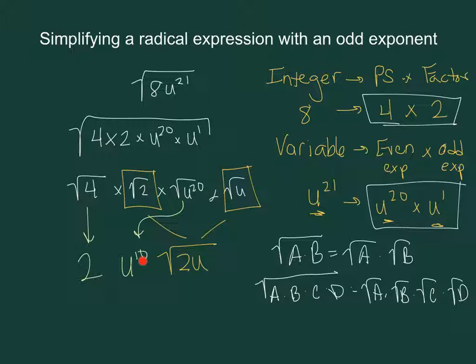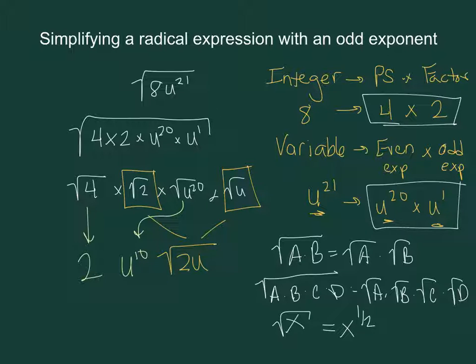So if you had u to the 30th, this would be u to the 15th. If you had u to the 40th, you would have u to the 20th. So it really doesn't matter as long as this is an even exponent, because when you take the square root, what you're really doing is just dividing that in half. Now the reason for that is that the square root of x is really x to the 1/2. So a square root is simply a 1/2 exponent.